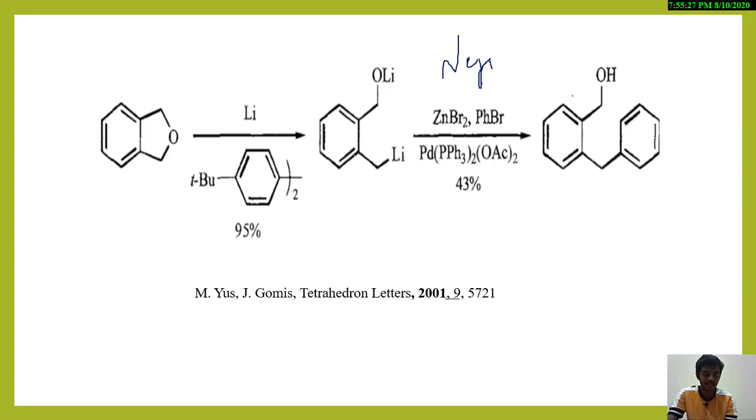Negishi coupling happens here. Here we are adding this phenyl bromide. Here in the presence of the lithium bond, it will eliminate and the phenyl bromide will attach here, and this O lithium will be converted to OH, and thus the Negishi coupling reaction is explained in this reaction.